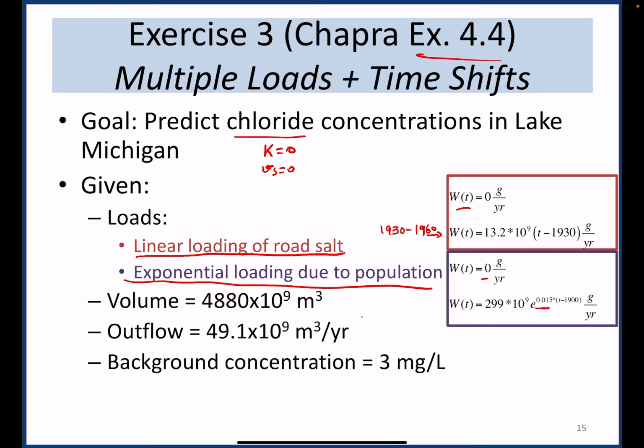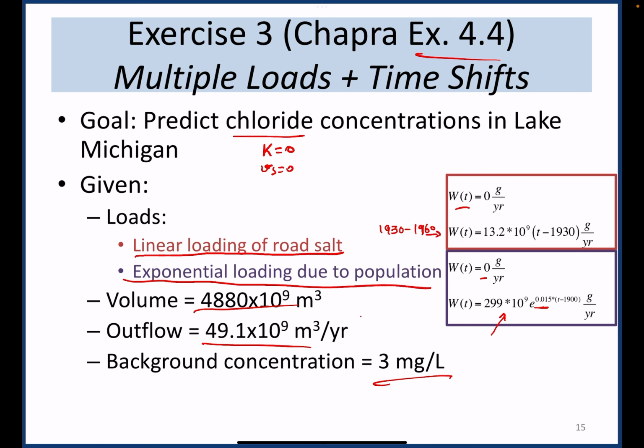And that is beta A. You could see here, this is exponential. This is exponential loading. Okay? So we have the volume, and we have the outflow flow rate, and we have the background. So this is the background concentration before 1900, 3 milligram per liter.